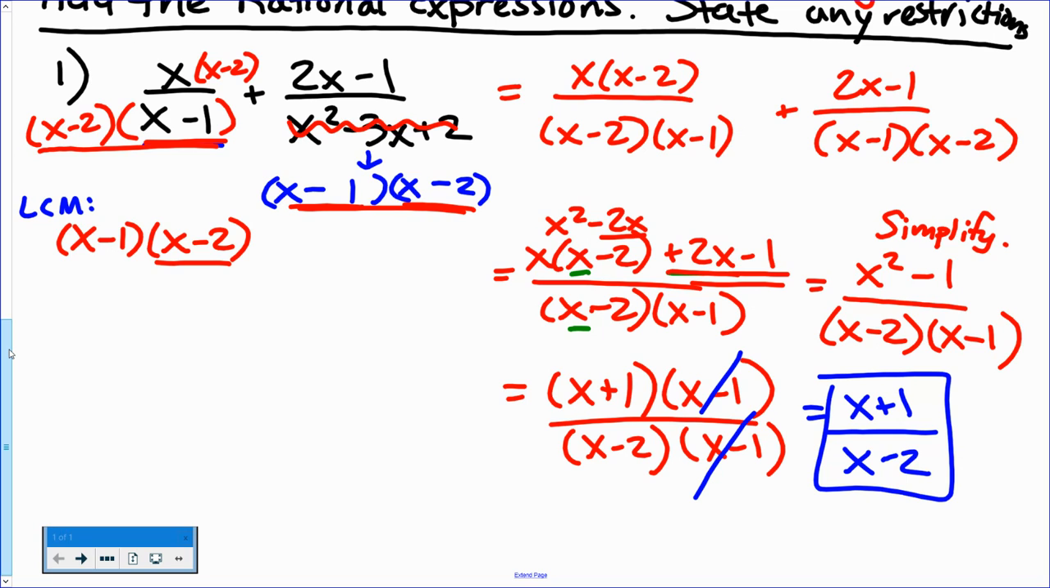And then my restrictions for x would not equal 2 and 1. Those are the two values of x that would make your denominator 0 at any point from the original problem to the end.